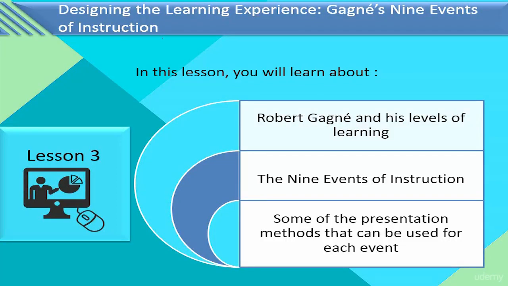Okay, you've now completed your needs analysis and developed your learning objectives. You're now ready to design the actual learning experience. In this lesson, you'll learn about Robert Gagne and his levels of learning. We'll also talk about the 9 events of instruction and some of the presentation methods that can be used for each event.